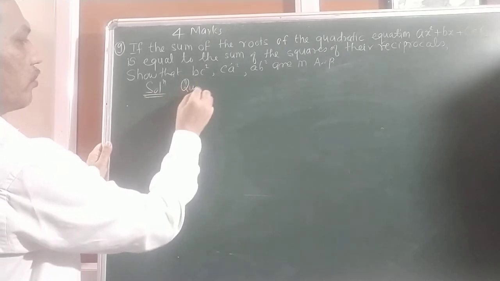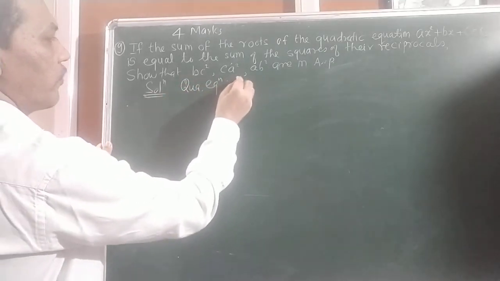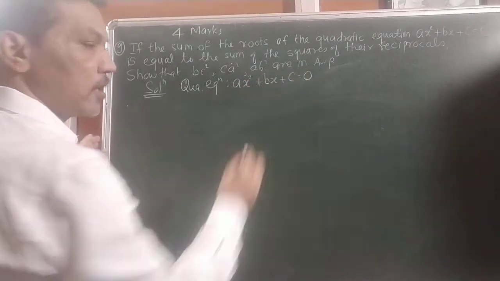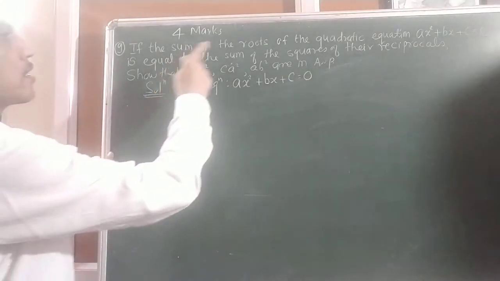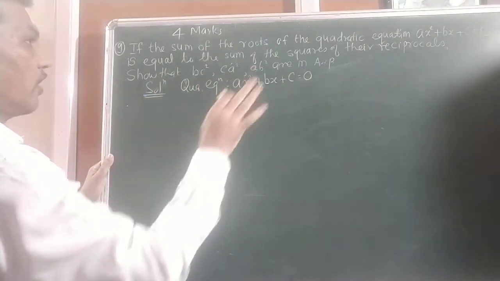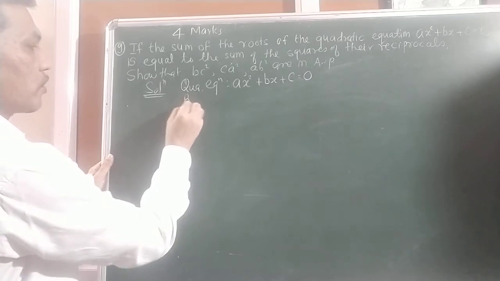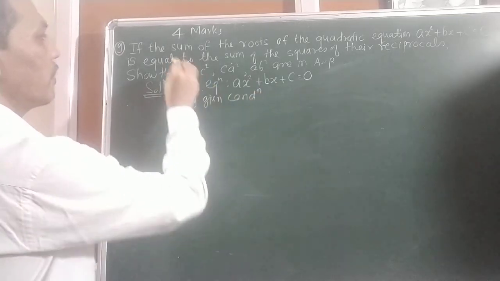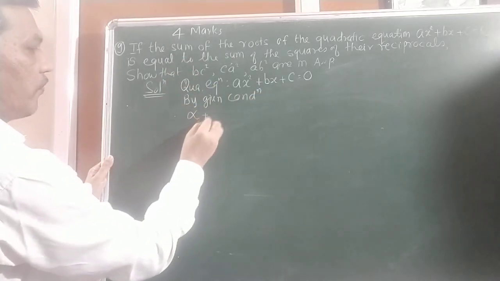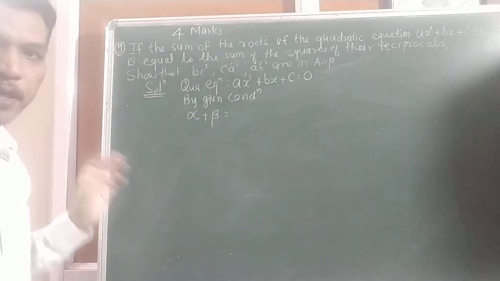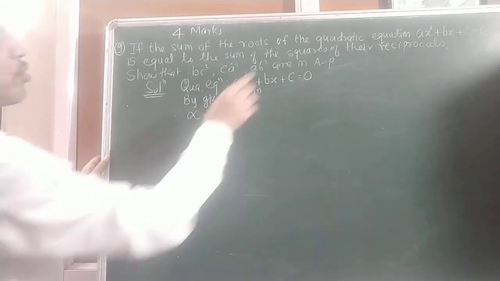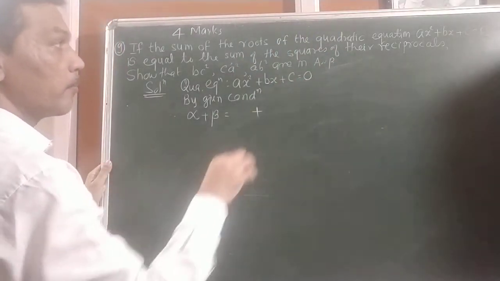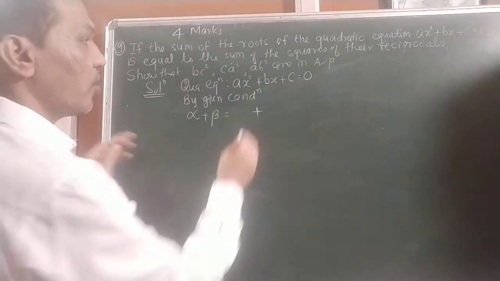Quadratic equation. What is a quadratic equation? It is a standard form: ax square plus bx plus c is equal to 0. Okay. Sum of the roots means alpha plus beta. So by the given condition, what is the condition given? Sum of the roots, that means alpha plus beta. Alpha and beta are called the roots. Sum of the roots is equal to sum of square of their reciprocal.